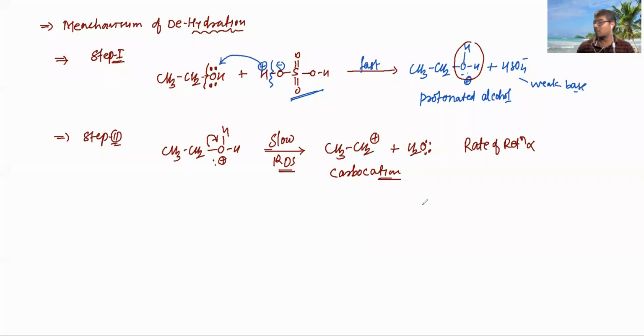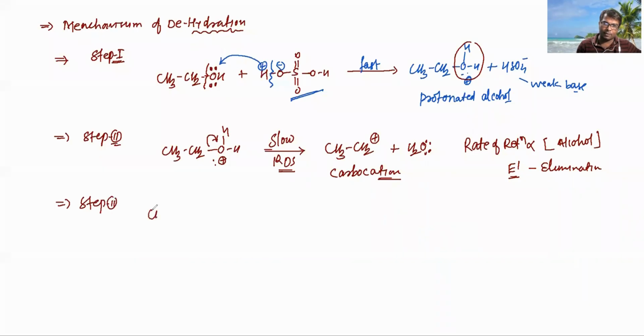Just explain on the basis of mechanism. Here the rate of reaction is directly proportional to the concentration of alcohol, that is, a unimolecular elimination reaction called an E1 reaction. Now the third step, that is deprotonation.